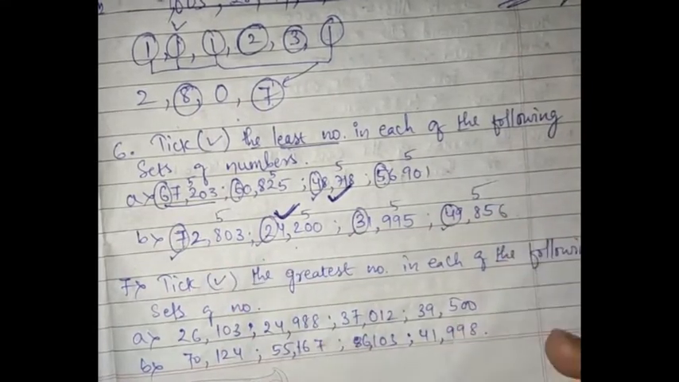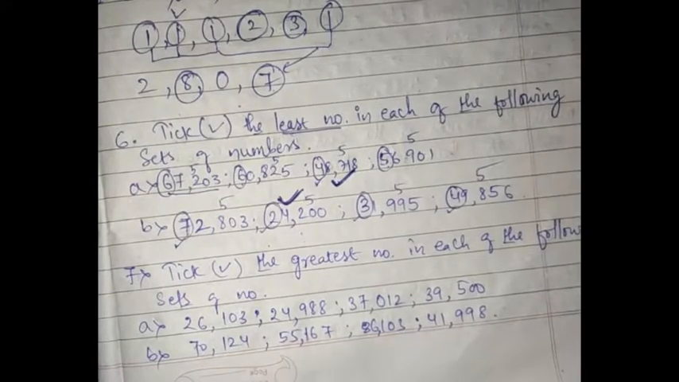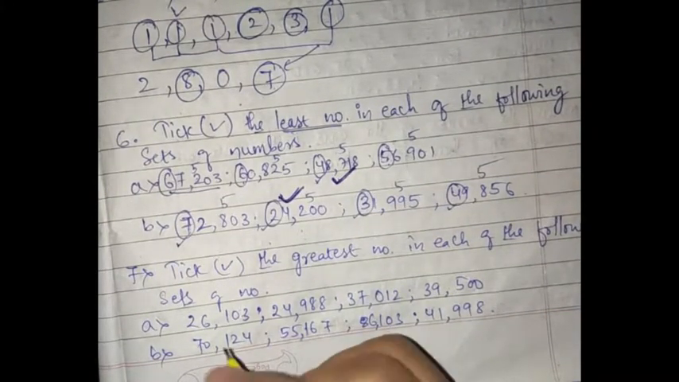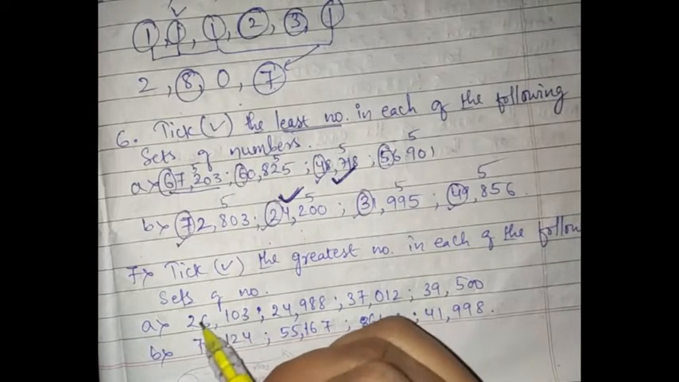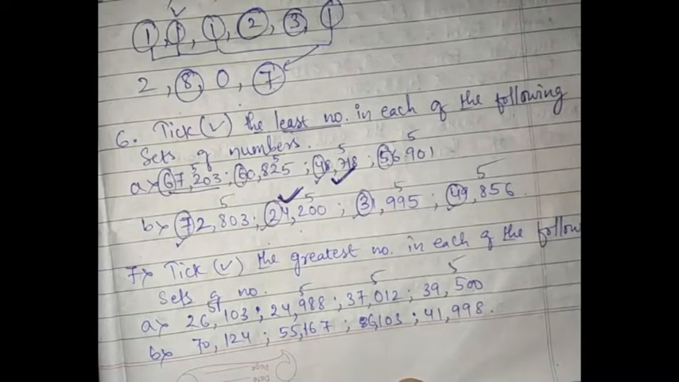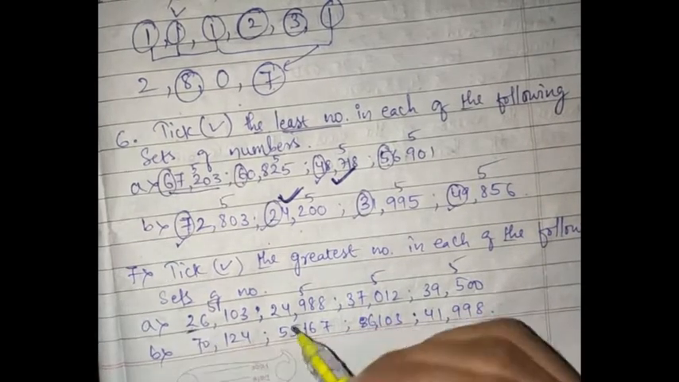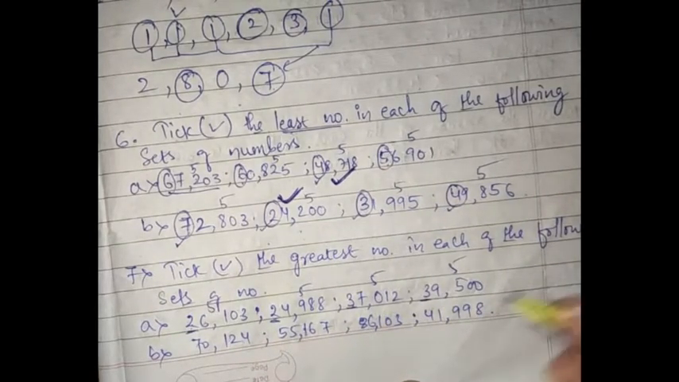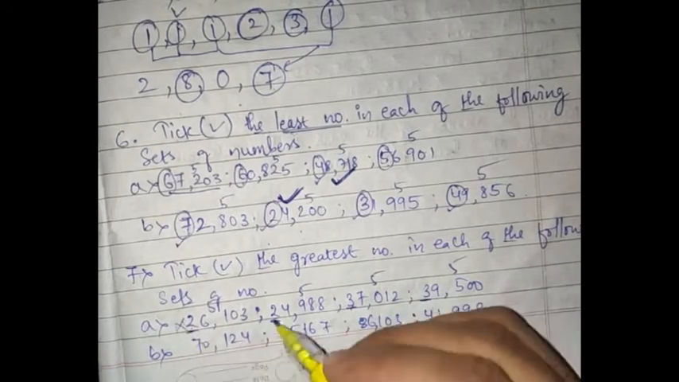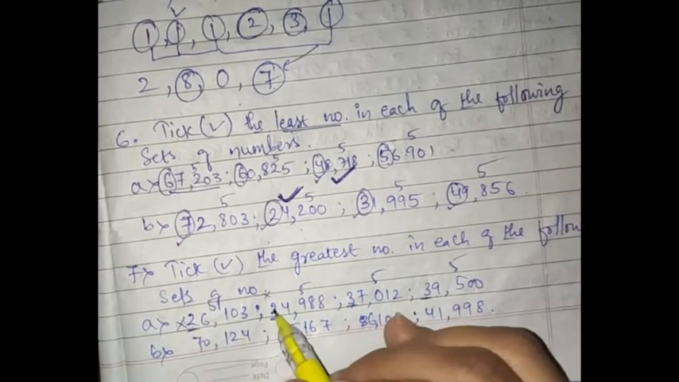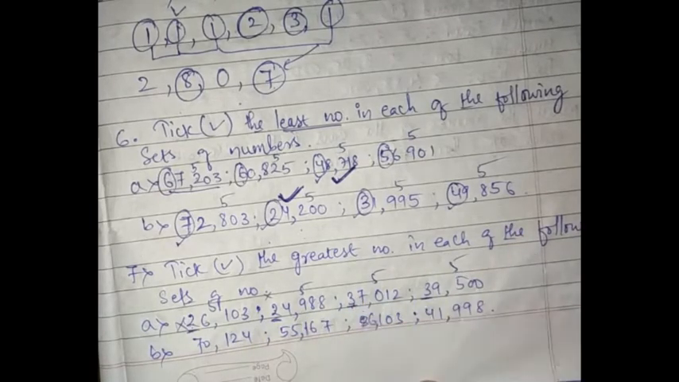Okay. So question number 7 we have, tick right to the greatest number in each of the following set of numbers. Okay, you have to write the greatest number again. First of all, you will choose how many digits are there. 1, 2, 3, 4, 5. All are 5 digits. Which one is the greatest number? 3 is the greatest.